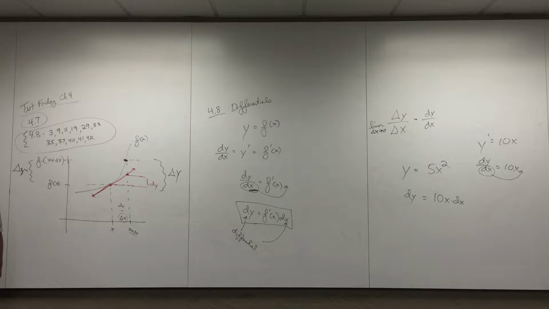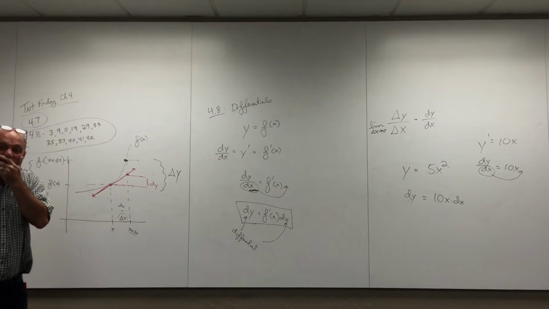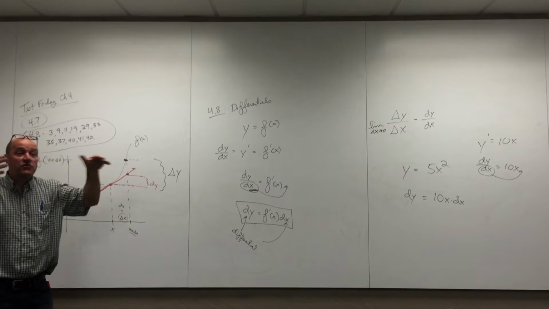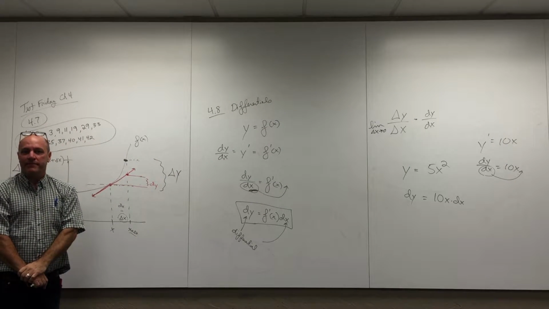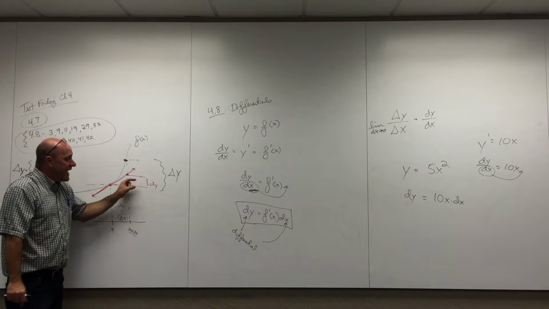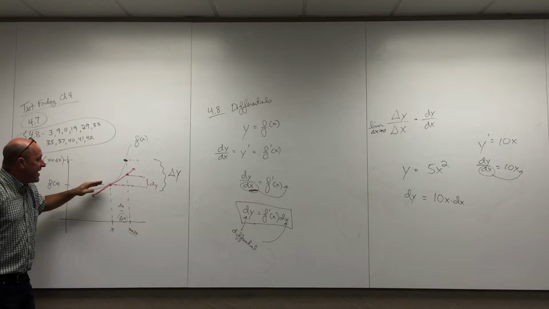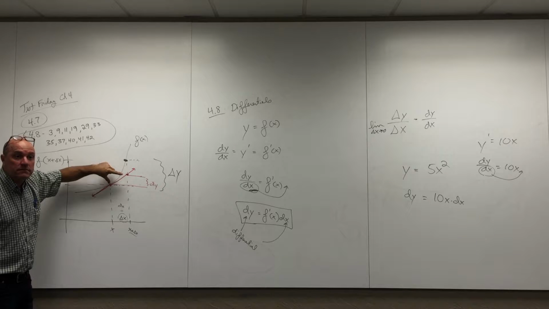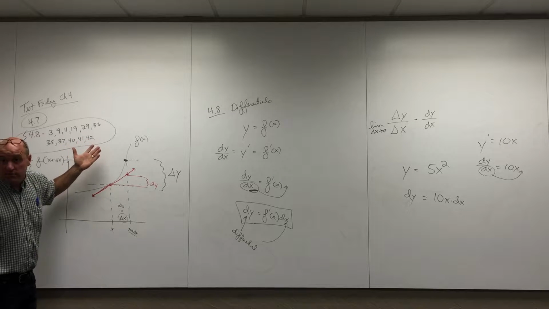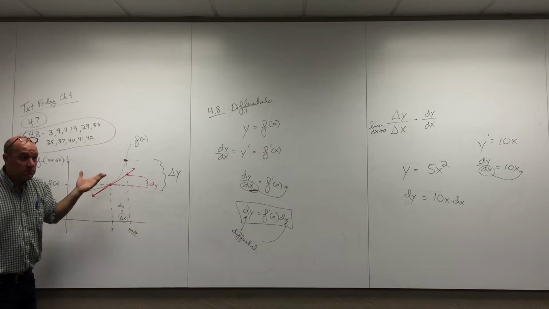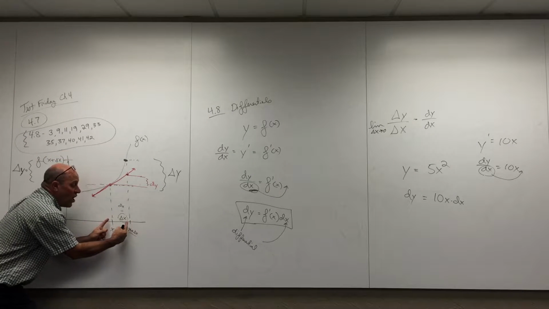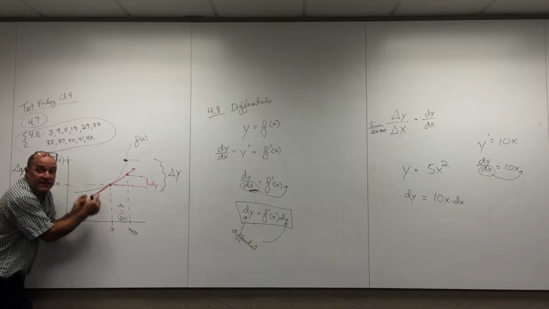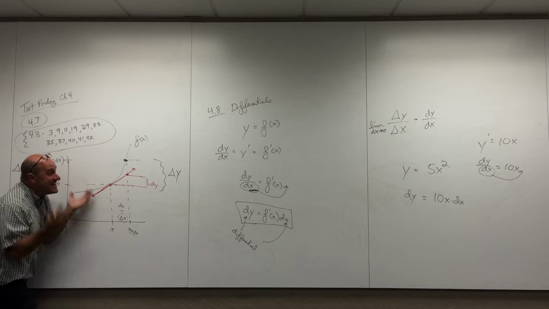So what the hell am I saying? I'm saying delta y is the actual change in y on the function, which we all do anyway. And I'm saying dy is the change in y on the tangent line, which is not the function. But for very small, listen now, for very small changes in x, the tangent line practically is the function.